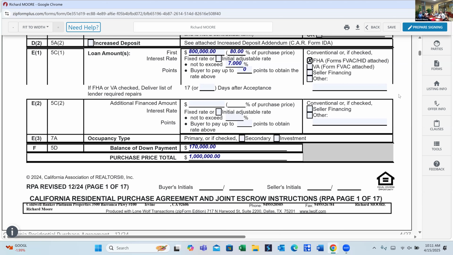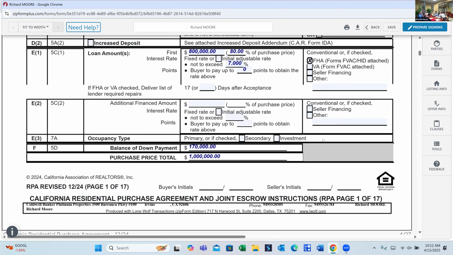And then we go down to E2, additional finance amount. Let's assume a buyer is getting a first and second loan, or there's seller financing provided, well, we would check the appropriate box. So we're still on the first page, actually. And that's E2, right? Section E3, occupancy type, primary, or check secondary or investment.